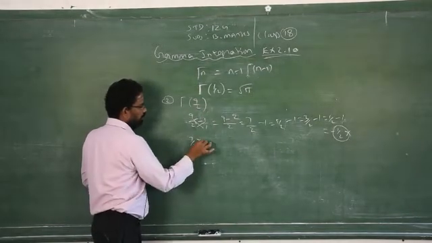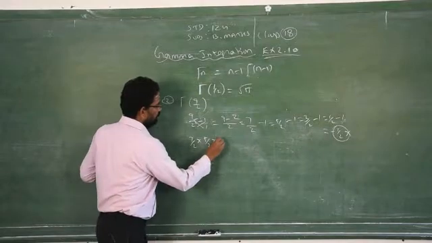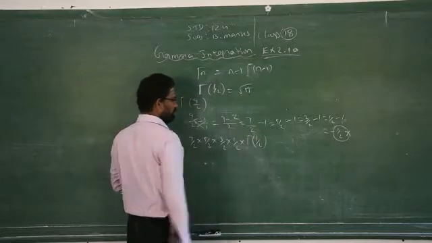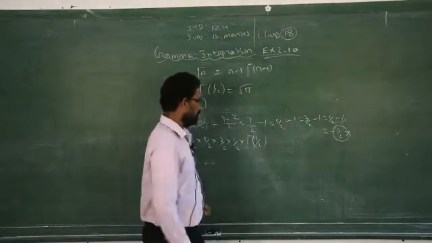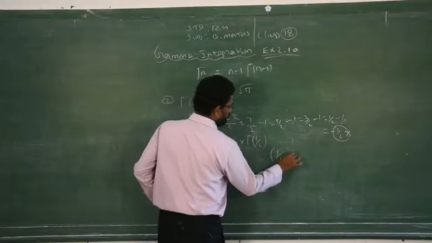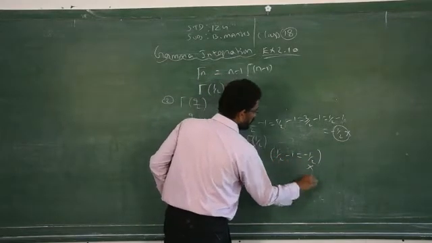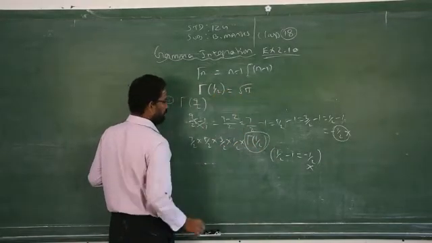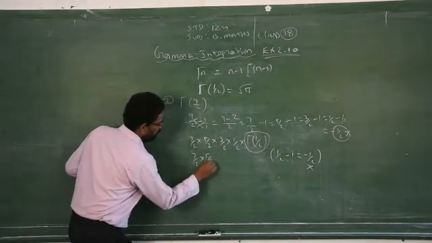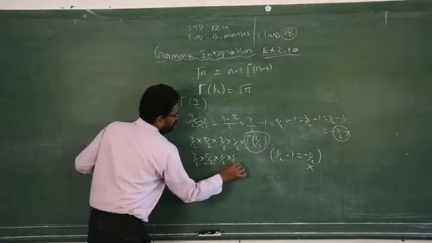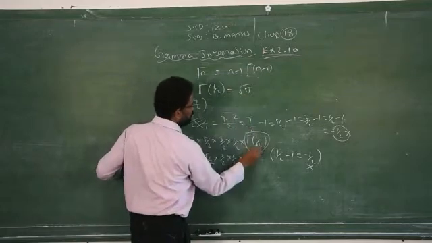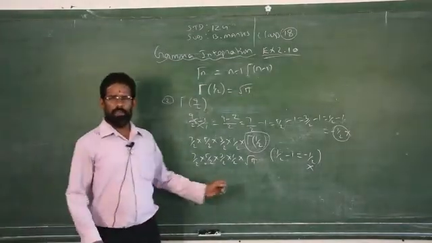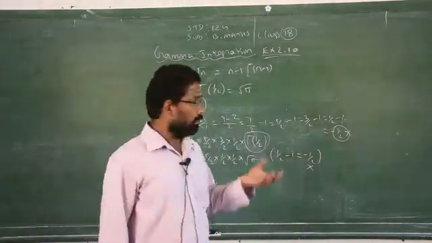7 by 2 into 5 by 2 into 3 by 2 into 1 by 2 into gamma 1 by 2. If you subtract 1 from 1 by 2, you will get minus 1 by 2. This is not allowed. That is what we have in the formula, gamma of 1 by 2 is replaced by root pi. So, 7 by 2, 5 by 2, 3 by 2 into 1 by 2 into root pi. Clear? So, negative numbers are not allowed inside the gamma integration.